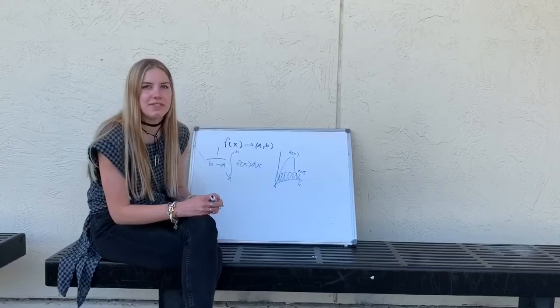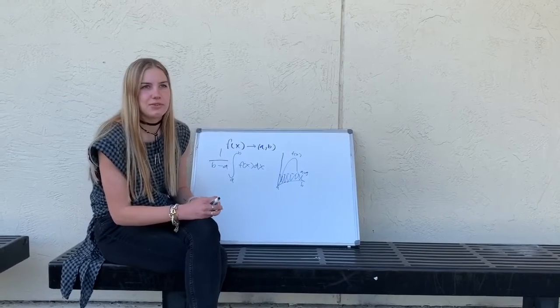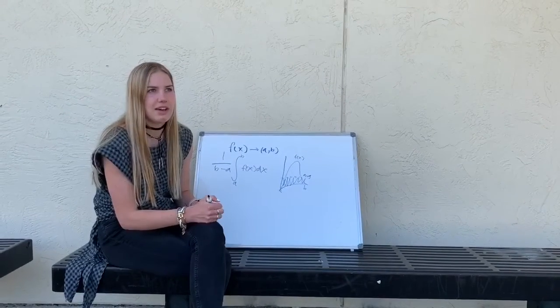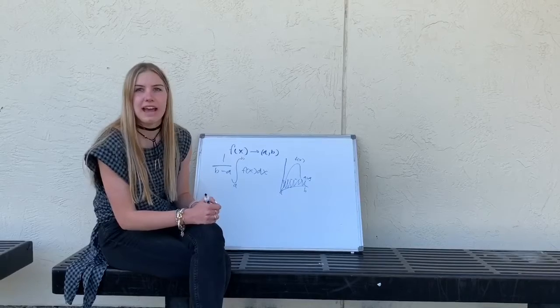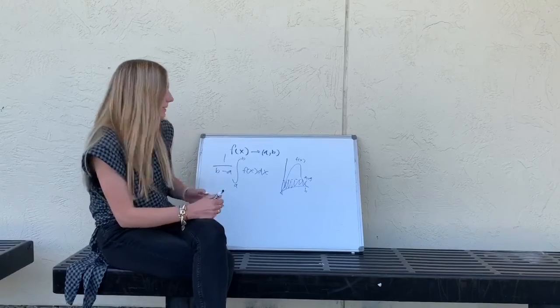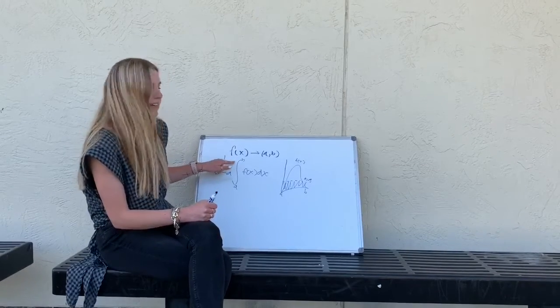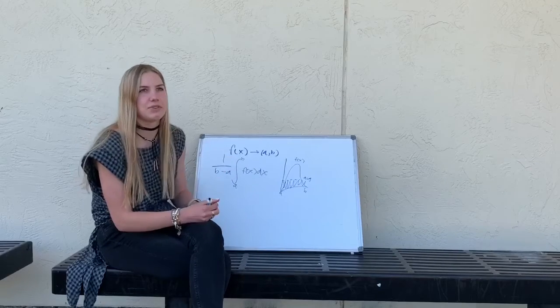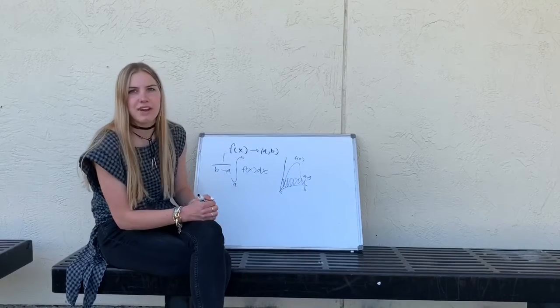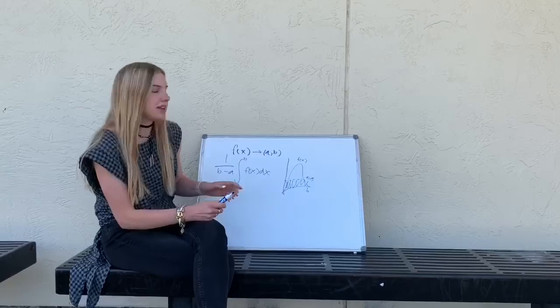Usually the average value is used, say you're given a velocity function and you have to find average velocity. You're going to use this to find the average velocity over that interval. Or if you're given a rate and you have to find the average rate, you're going to be using this.